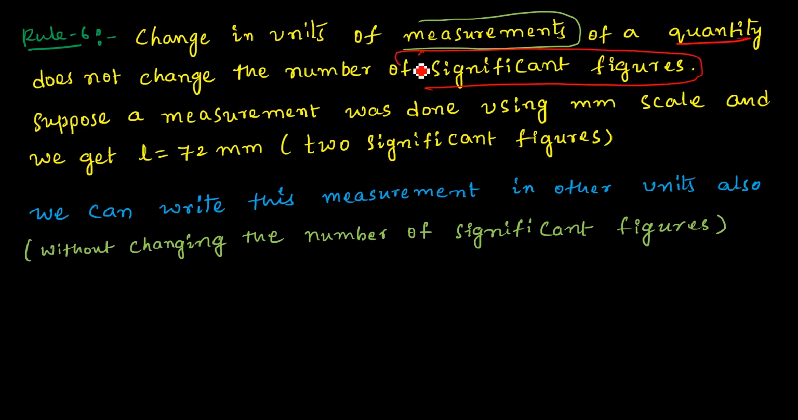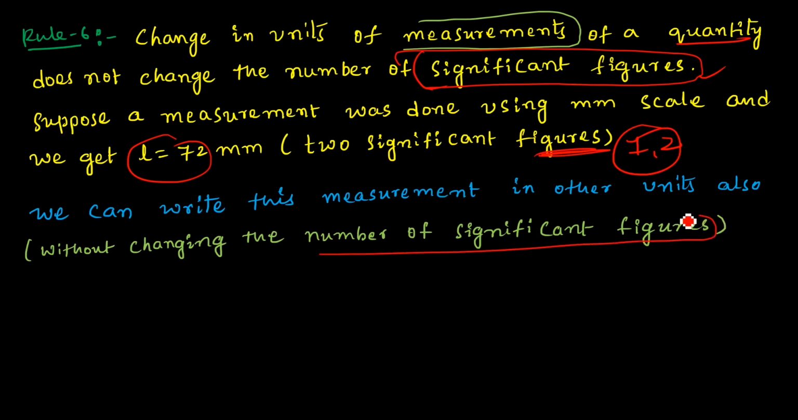So significant figures cannot be changed. The best example I'm taking here is L equal to 72 mm. Two significant figures are there. What are those? 7 and 2. We can write this measurement in other units without changing the number of significant figures.